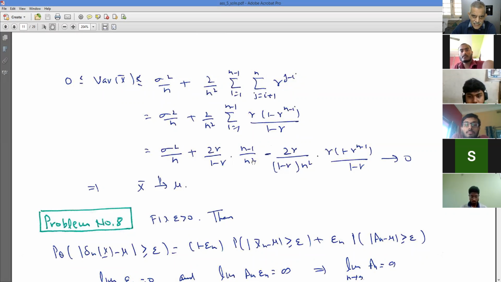Because n square is coming over here, so this will go to 0. This will also go to 0. This will also go to 0. So everything goes to 0. And since r is less than 1, r to the power n minus 1 will always go to 0. Is that okay? Yes, sir. Okay.